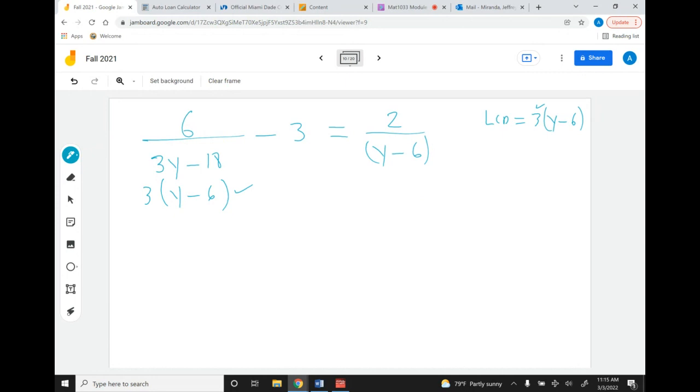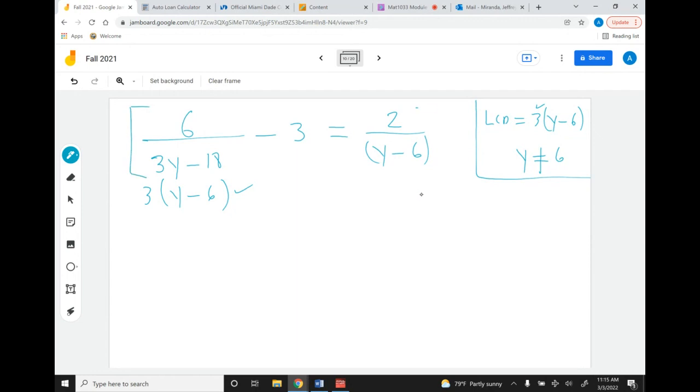All right. What else do I need to do? Well, I need to make sure that y cannot be equal to 6. See, this is the preliminary work that I need to do to make sure that I don't make a mistake at the end. All right, what do I do next?